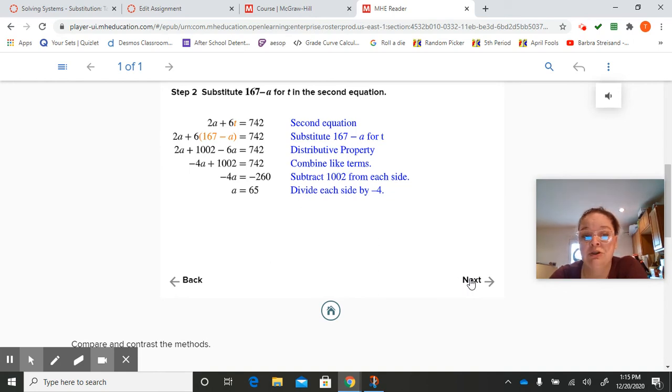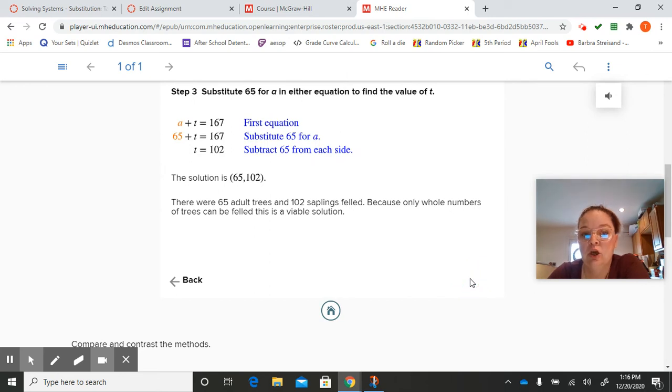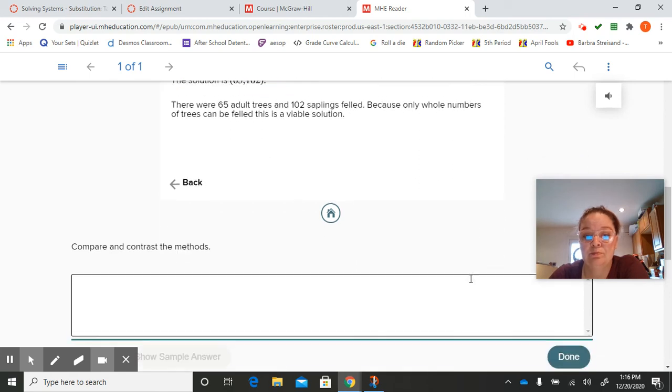Distributing our 6, that gives us 2A plus 1002 minus 6A equals 742. Combining our like terms, we get negative 4A plus 1002 equals 742. Subtracting 1002 from each side, we get negative 4A equals negative 260, and dividing by negative 4 on each side, we get A equals 65, the same number that we got in our solution of the first method. Plugging 65 back in, 167 minus 65 is T equals 102, so we end up with the exact same answer using both methods.